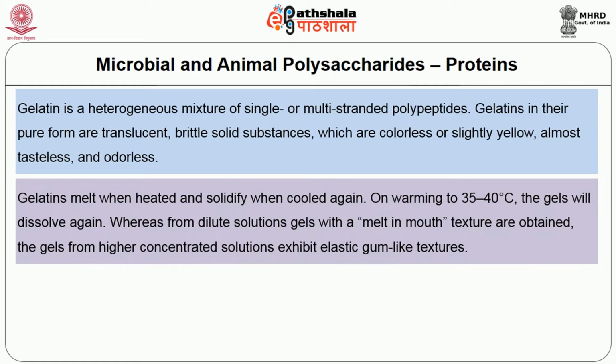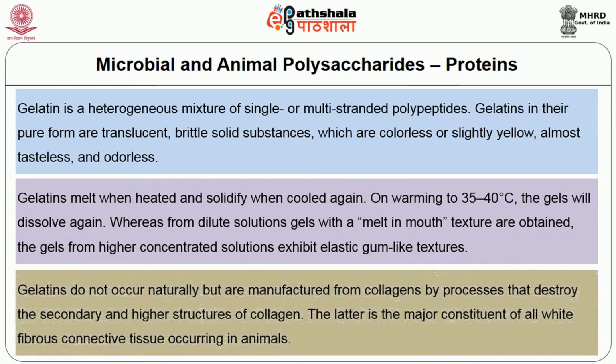Whereas from dilute solution, gels with a melt-in-the-mouth texture are obtained, the gels from higher concentrated solutions exhibit elastic, gum-like textures. Gelatins do not occur naturally, but are manufactured from collagens by processes that destroy the secondary and higher structures of collagen. The latter is the major constituent of all white fibrous connective tissue occurring in animals.